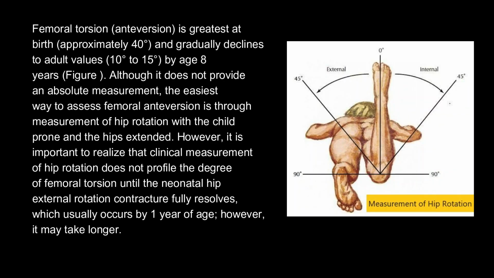Femoral torsion, anteversion, is greatest at birth, approximately 40 degrees, and gradually declines to adult values, 10 degrees to 15 degrees, by age 8 years, figure. Although it does not provide an absolute measurement, the easiest way to assess femoral anteversion is through measurement of hip rotation with the child prone and the hips extended. However, it is important to realize that clinical measurement of hip rotation does not profile the degree of femoral torsion until the neonatal hip external rotation contracture fully resolves, which usually occurs by 1 year of age. However, it may take longer.